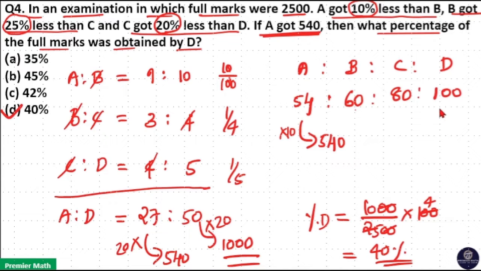100 parts is 100 into 10,000. So again we get 1000 as D's mark. Here also, in both the ways we got 1000 as D's mark. So that will be option D, 40% mark. So you can do either way.